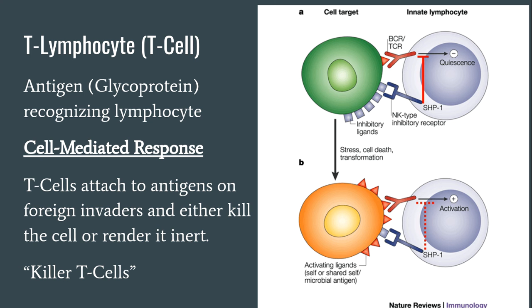Whenever there's an antigen recognized that is not good, a T cell will then come over to that pathogen and render it inert. They will either engulf it, break it down, or somehow puncture it, and this is why they are sometimes known as killer T cells. This is called the cell-mediated response because the T cells will mediate whatever's coming into the body.